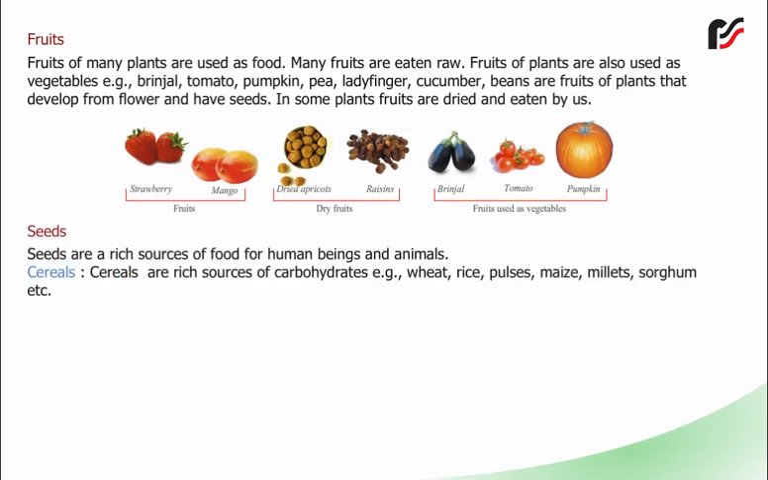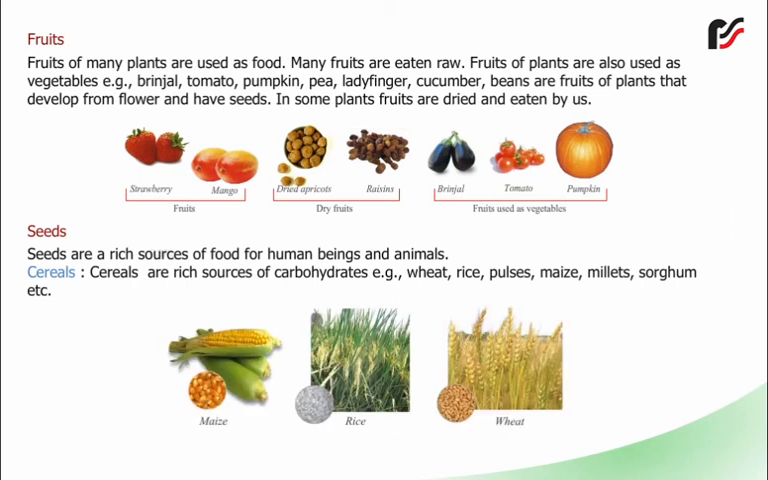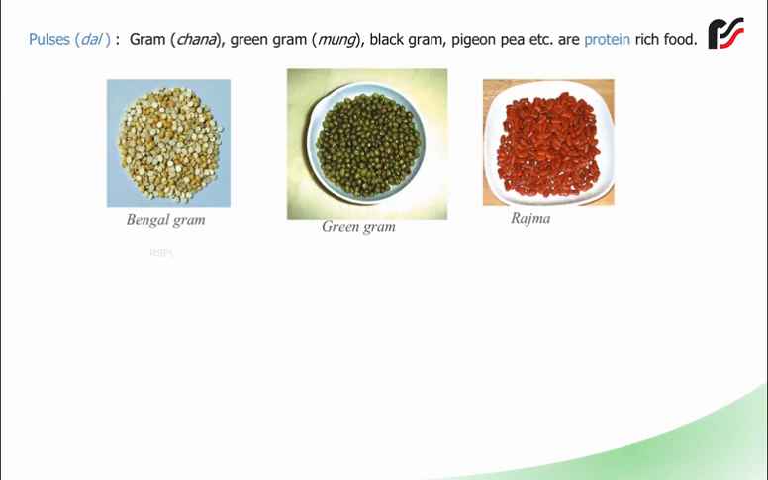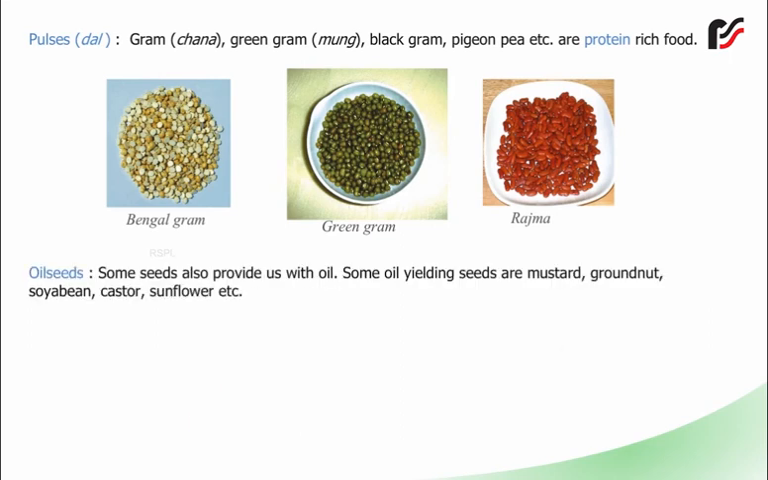Seeds. Seeds are a rich sources of food for human beings and animals. Cereals. Cereals are rich sources of carbohydrates. Example, wheat, rice, pulses, maize, millets, sorghum, etc. Pulses. Dal. Gram, chana. Green gram, moong. Black gram, pigeon pea, etc. are protein-rich food.